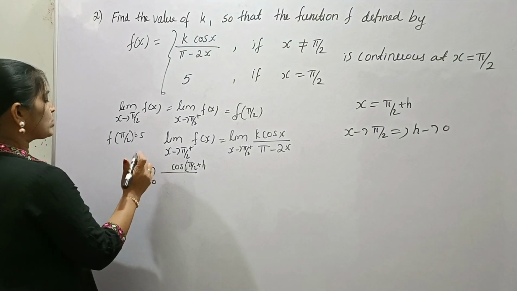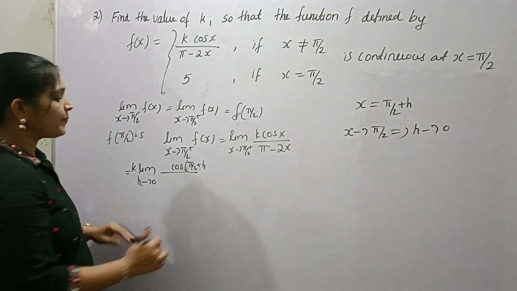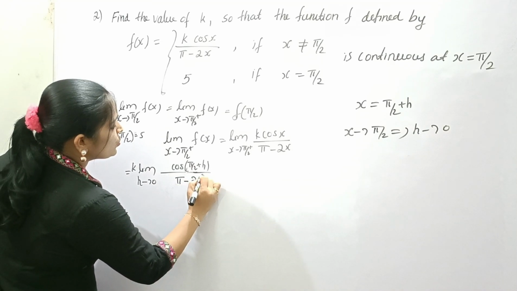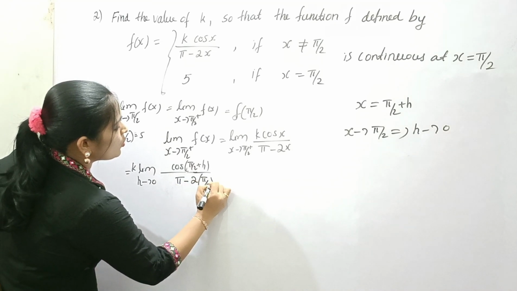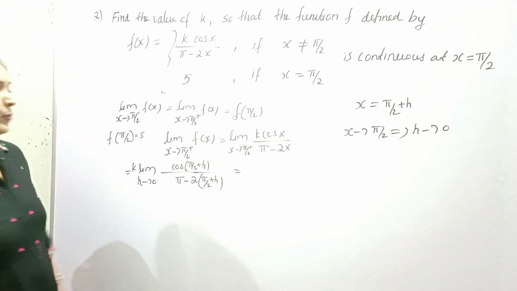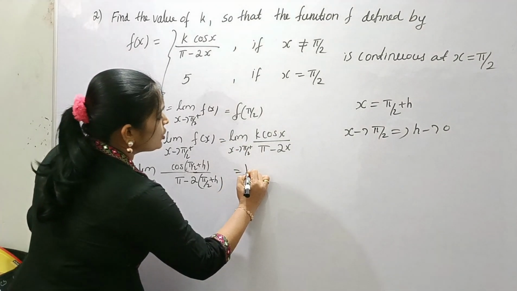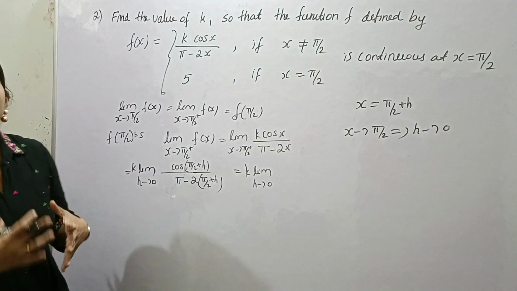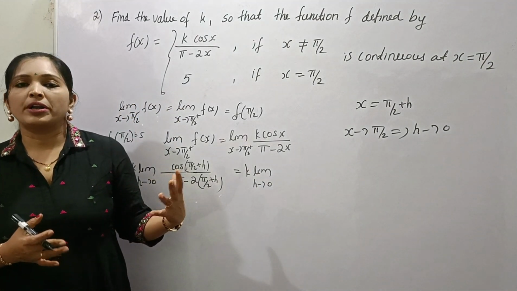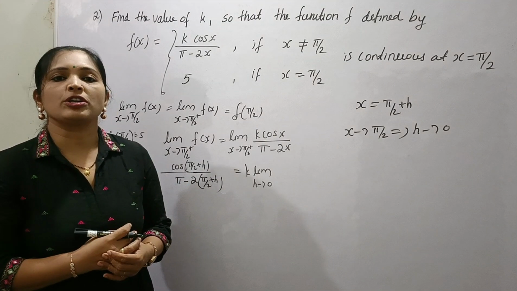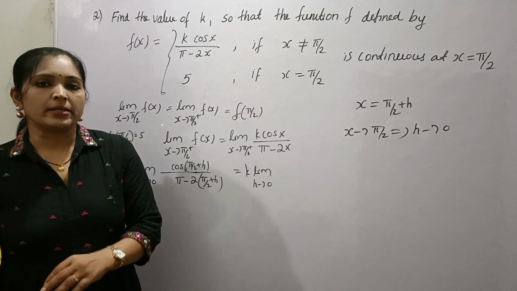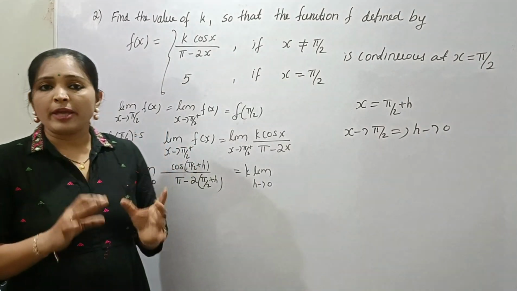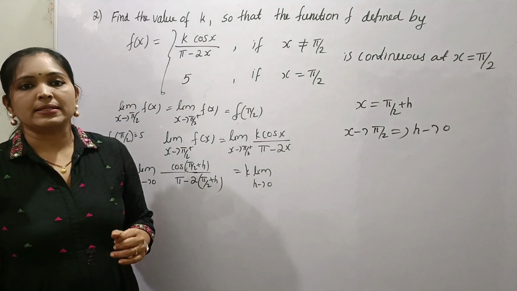We can write this k outside of the limit because k is a constant, right? Divided by pi minus 2 into pi by 2 plus h. That is equal to, okay, here k into limit h tends to 0. Here, what is cos of pi by 2 plus h? See, we have already learnt in our trigonometric functions sin pi by 2 minus theta is cos theta, cos pi by 2 minus theta is sin theta, right? Cos pi by 2 plus theta is minus sin theta, right?